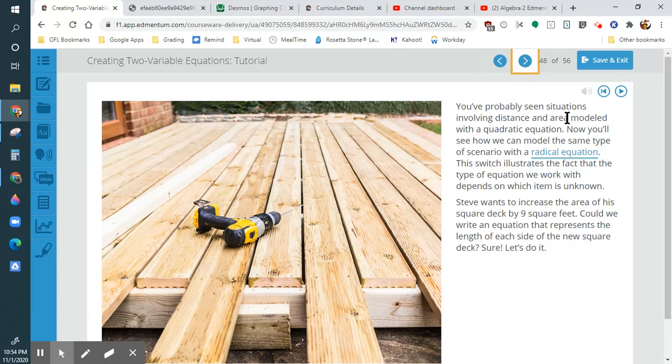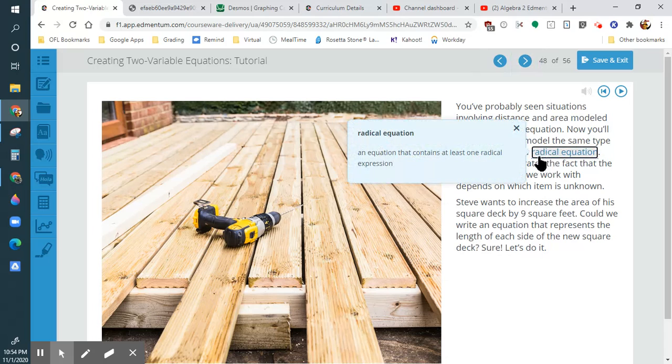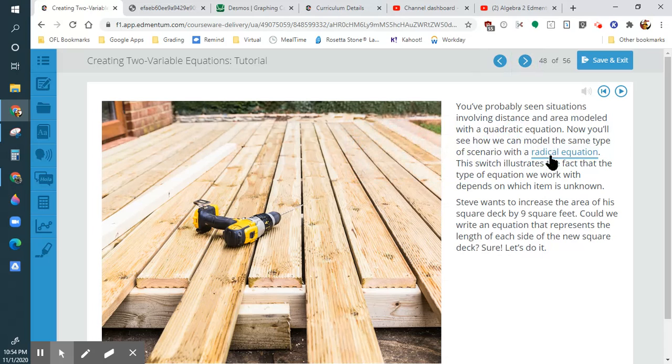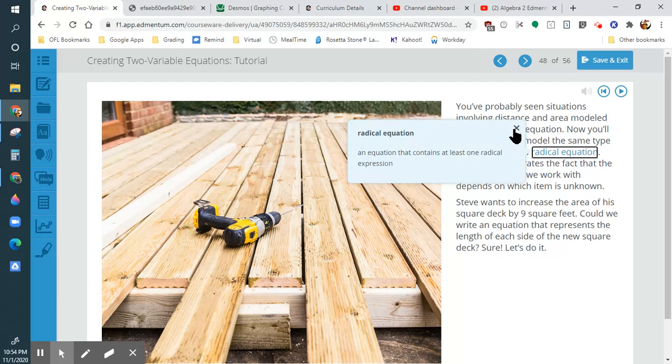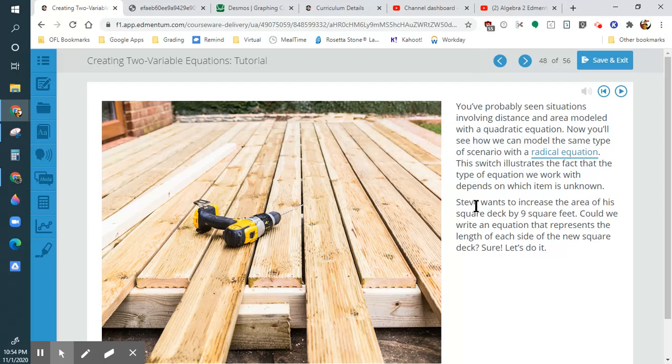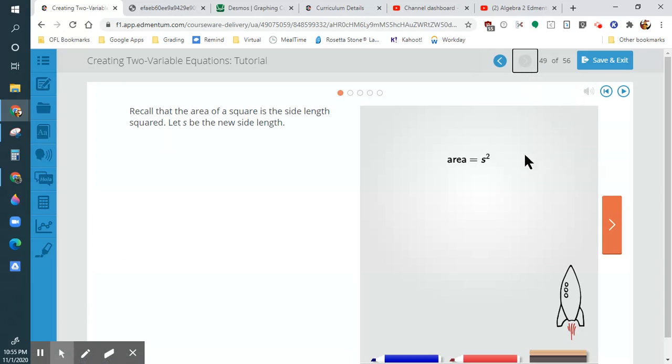You've probably seen situations involving distance and area modeled in radical equations. Radical equations are just talking about square roots, basically. A radical is a square root. So Steve wants to increase the area of the deck by 9 square feet. It makes sense that there's going to be a radical. Could we write an equation to figure out the length of that square? So we're talking about a square. That's why we're dealing with square roots. So area is equal to side squared. We kind of did this in the last module.